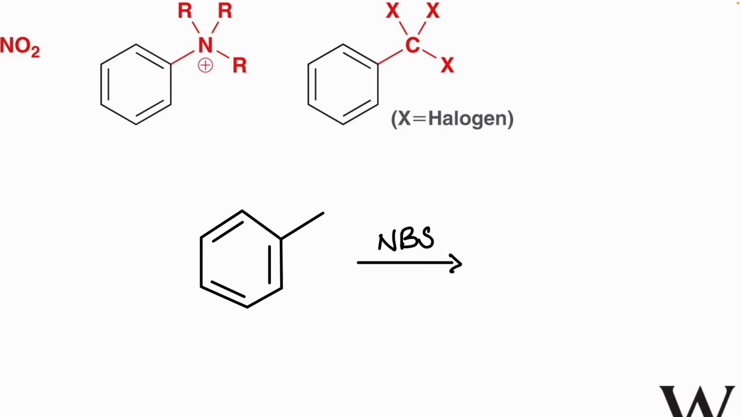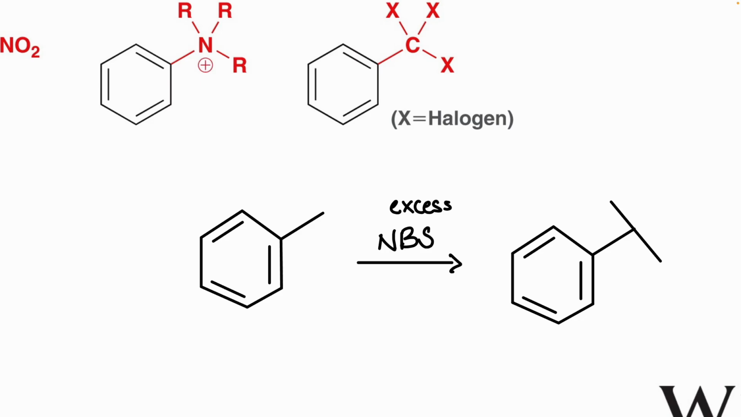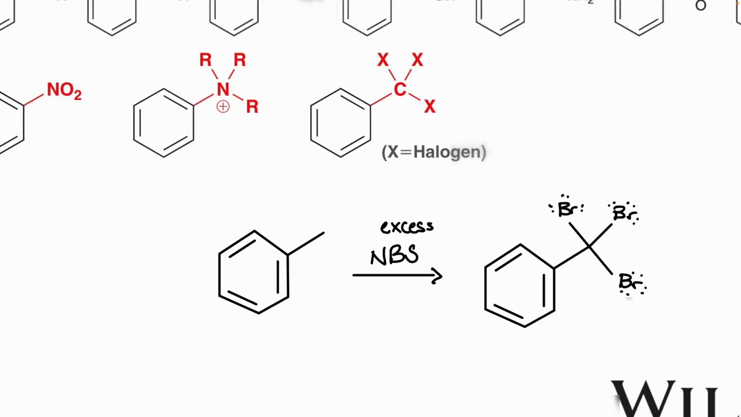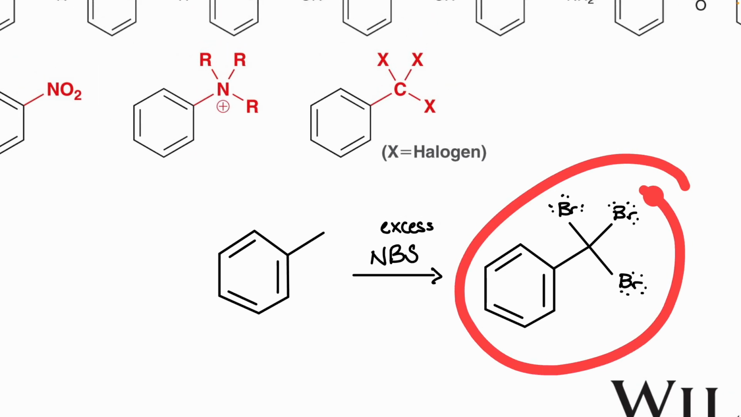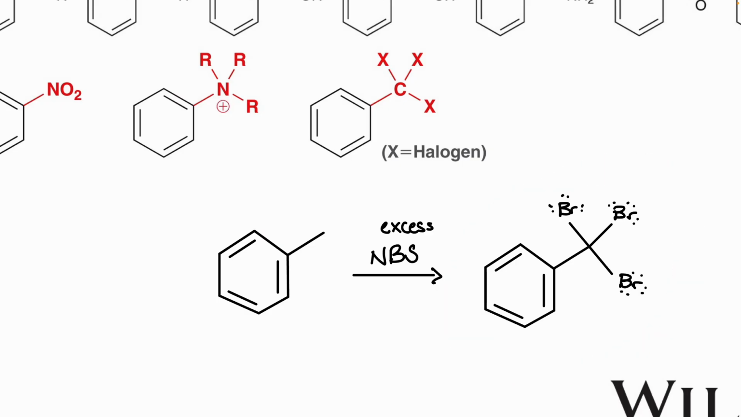One was an oxidation reaction. One was a bromination reaction. NBS here will brominate, put a bromine on that benzylic position. And if instead I just dump in a large excess of NBS, it will fully brominate that carbon. All right, so this would be one of our strong metadirectors.